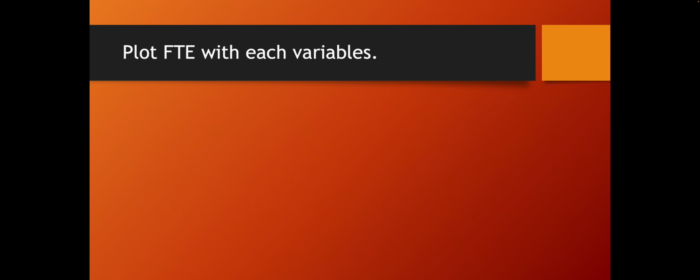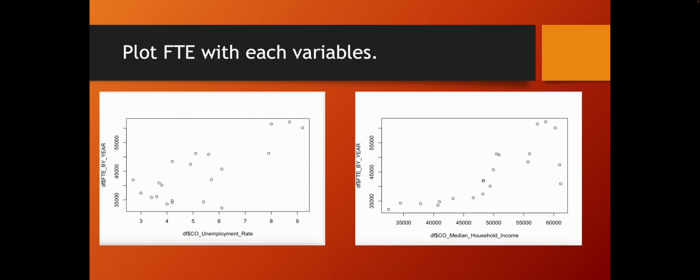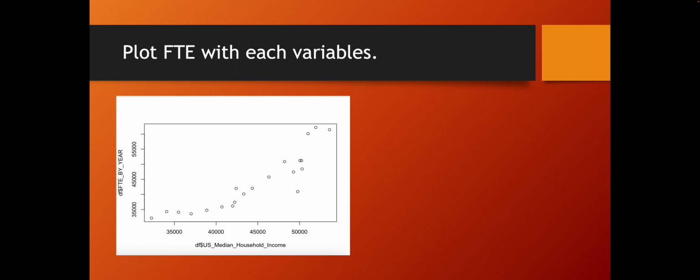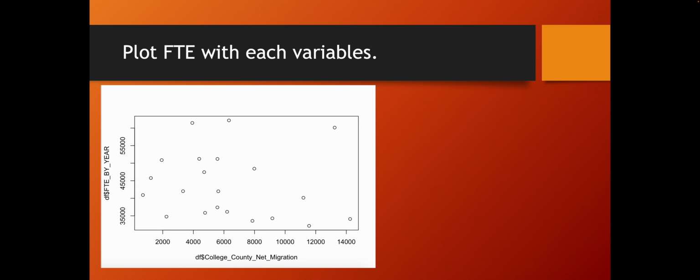Then I plot the FTE against each variable that was selected. First is Colorado unemployment rate. Second was Colorado median household income. Third was US median household income. Fourth was College County population. And the last one is College County net migration. You can see that most variables show some linear relationship with the FTE data.